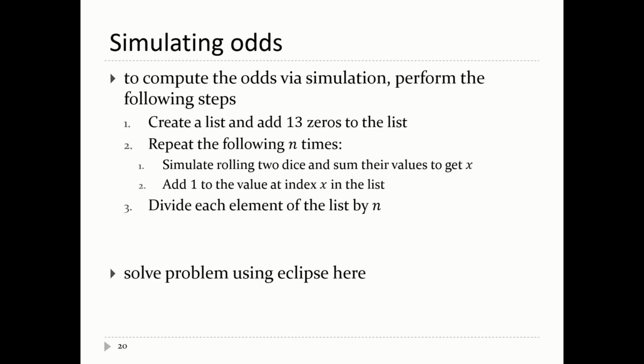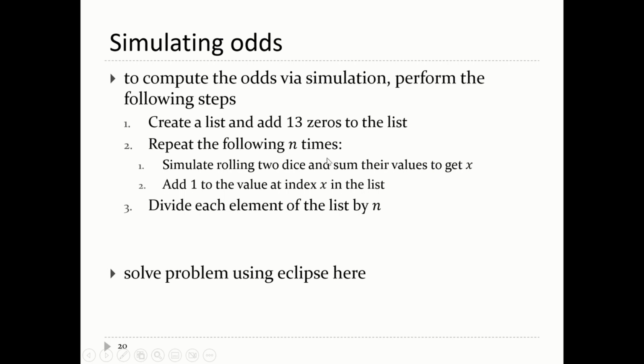Okay, so if I want to compute the odds of rolling 2 dice, what are the odds of rolling any particular value? The way I'm going to do it is as follows. I'm going to make a list, and I'm going to add 13 zeros to the list. Why 13? Well, I can roll the numbers 2 through 12. For the index, I want to use the value that's rolled. So in other words, I'm not going to use index 0 or 1 in this case. But I do need 2 through 12, so that's 13 elements.